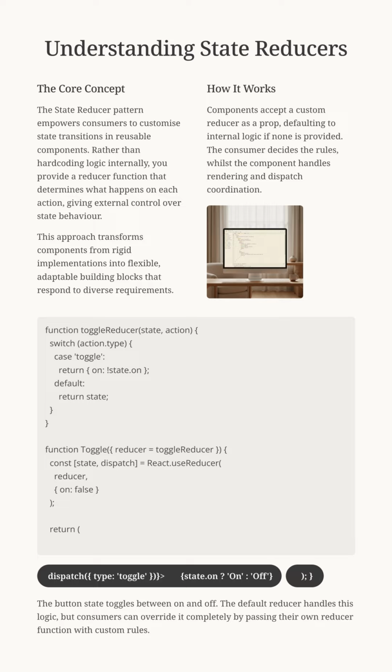Now look at the toggle component. It uses React's useReducer hook, with toggleReducer as the default. When the button is clicked, we dispatch an action of type toggle. The reducer then decides what the new state should be. By default, the state flips, but if a custom reducer is passed in, it can completely override this logic.